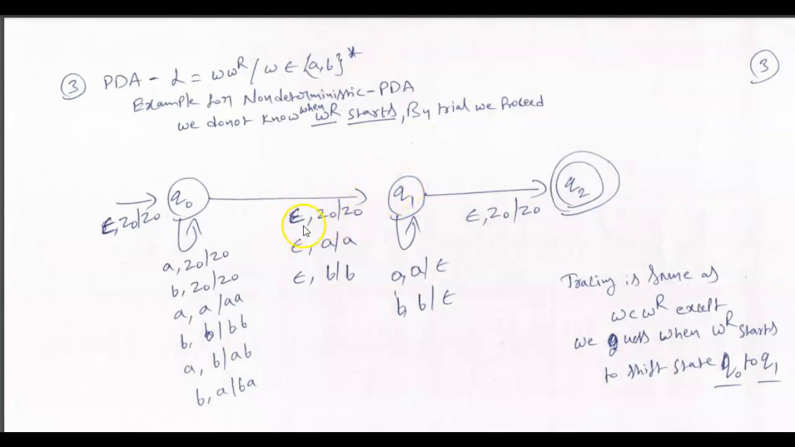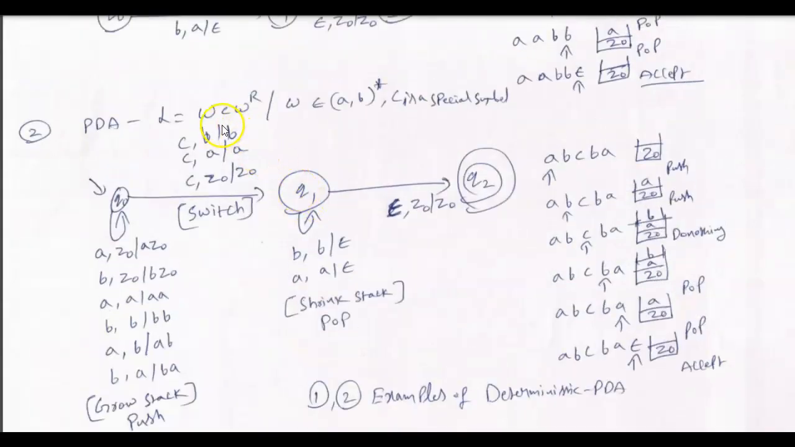That is nothing but a non-deterministic pushdown automaton. For the earlier example, we have W C W to the power of R, where C is the deterministic way of representing when the reverse of the string starts. After C, the reverse of the string starts. A B C, and after that we have B A.